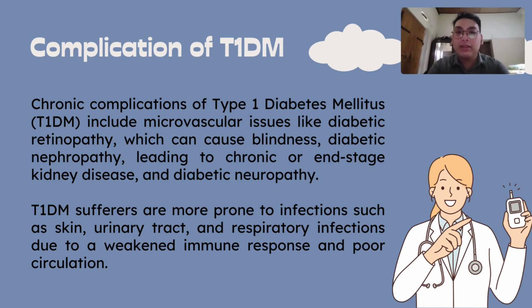Type 1 diabetes mellitus sufferers are more prone to infections such as skin, urinary tract, and respiratory infections due to a weakened immune response and poor circulation. Foot complications from nerve damage and poor circulation often result in severe infections and gangrene, requiring amputation. Skin conditions like bacterial and fungal infections and itching are common. The chronic nature of type 1 diabetes mellitus and continuous treatment needs can lead to psychological issues like depression and anxiety, complicating diabetes management further.